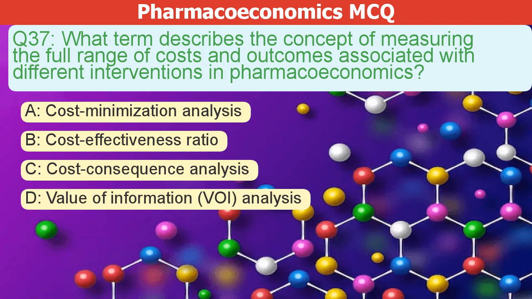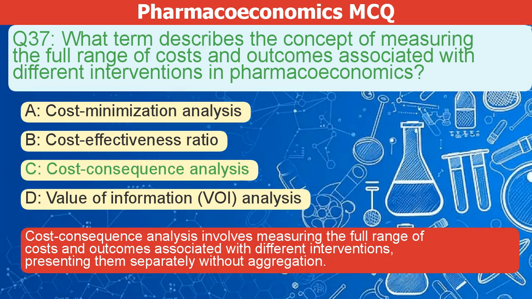What term describes measuring all the costs and outcomes of different medical treatments? A. Cost minimization analysis. B. Cost effectiveness ratio. C. Cost consequence analysis. D. Value of information analysis. The correct answer is C. Cost consequence analysis involves measuring the full range of costs and outcomes associated with different interventions, presenting them separately without aggregation.